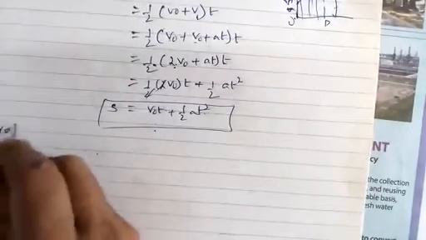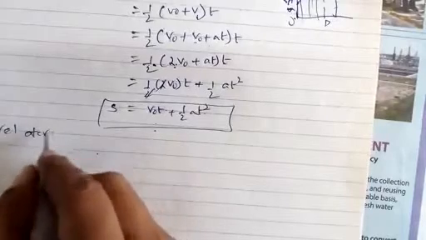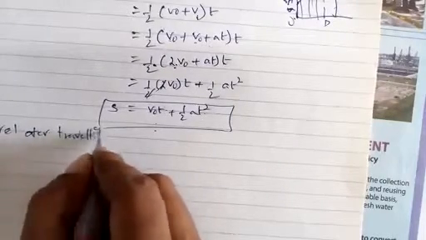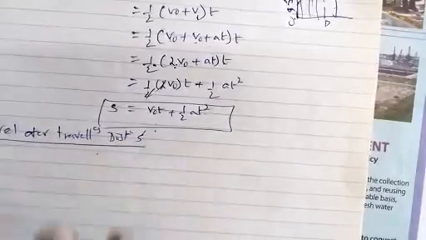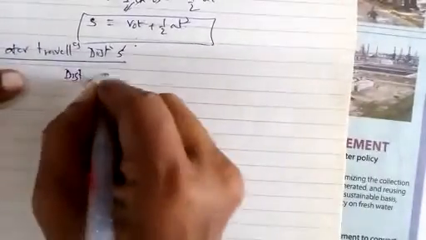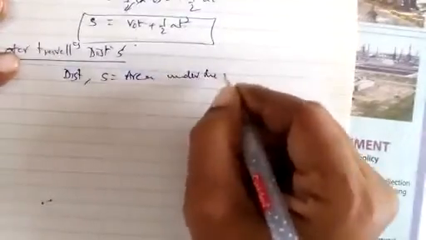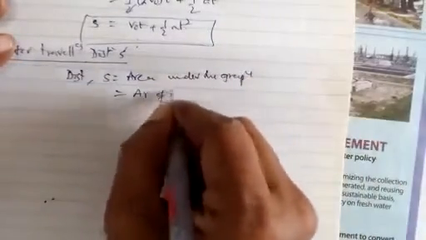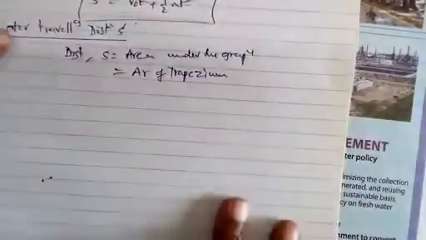Next, velocity after traveling a distance S. What is the velocity after traveling this much distance? We have to calculate this also. See, we know distance S is equal to the area under the graph. We have previously written this. So the area under the graph is the area of the trapezium.